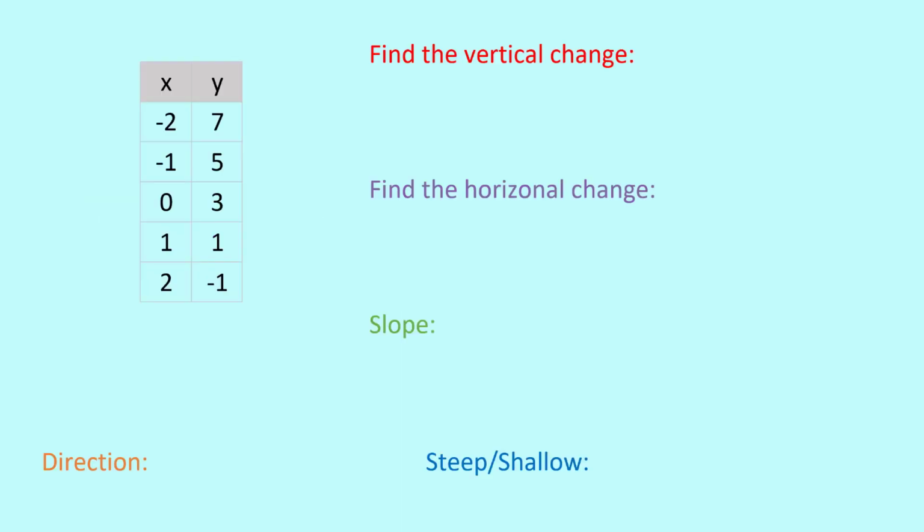Alright, so there are lots of ways that we can find slope, but one way that we're going to look at is to use a table of values and actually figure out what the slope is. So in order to do that, we first need to find the vertical change, and remember that vertical change means our y values. So I'm going to look at how my y values change. To go from 7 to 5, I'm subtracting 2. 5 to 3, I'm subtracting 2. 3 to 1, and then 1 to -1. All of these I'm subtracting 2. So my vertical change is going to just be -2.